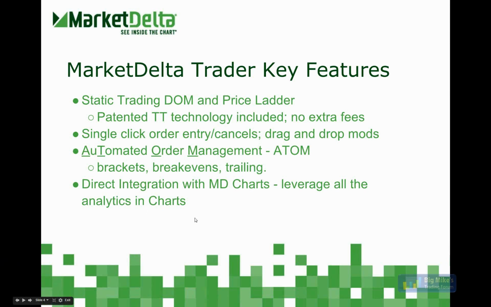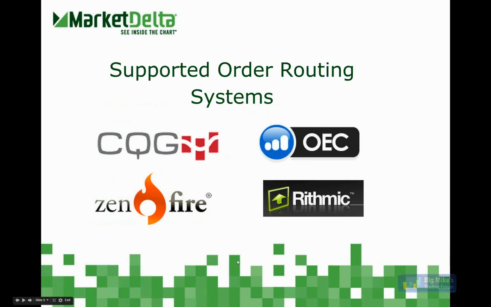Direct integration with MarketDelta charts. So it's a very tight integration. You have a data integration and a trading integration. It all happens, of course, behind the scenes between the two pieces of software, so that you can leverage all those analytics, all the unique data points and data that's within MarketDelta charts, right out through MarketDelta Trader to your broker, which is great. And then these are the four order routing systems: CQG, Zenfire, OEC, and Rhythmic. The next slide really just shows those order routing systems.